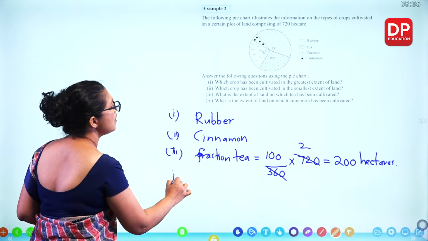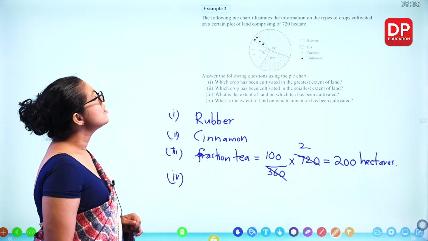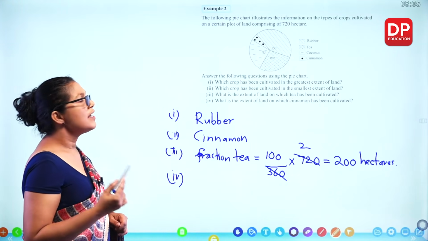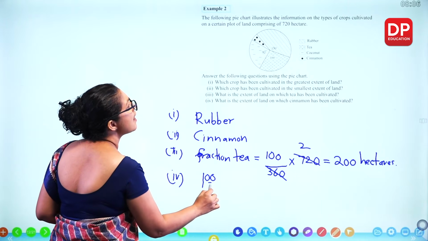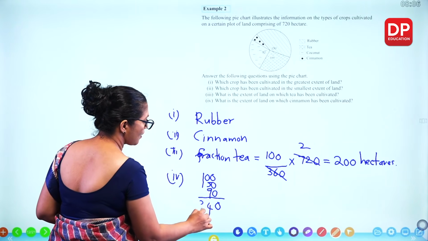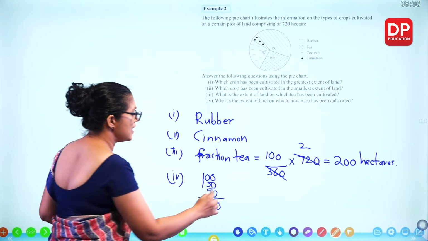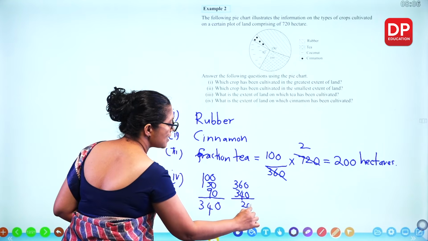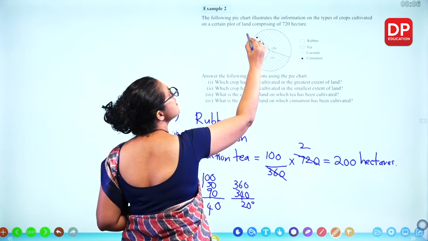What about the fourth one? What is the extent of land on which cinnamon has been cultivated? So cinnamon is this one. So we can find out the angle. We know the whole thing is 360. So 100 plus 150 plus 90. What do you get? So 9 plus 5, 14, 1 remaining, 340. So 360 minus 340. What do you get? 20 degrees. So that means this part is 20 degrees.